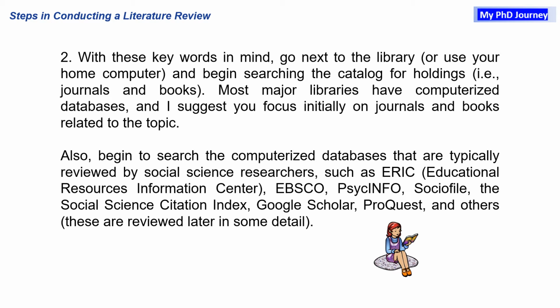Two. With these keywords in mind, go next to the library, or use your home computer, and begin searching the catalog for holdings, i.e., journals and books. Most major libraries have computerized databases, and I suggest you focus initially on journals and books related to the topic. Also, begin to search the computerized databases that are typically reviewed by social science researchers, such as ERIC, Educational Resources Information Center, EBSCO, PsycInfo, Sociofile, the Social Science Citation Index, Google Scholar, ProQuest, and others. These are reviewed later in some detail.